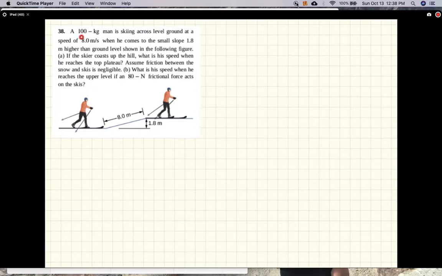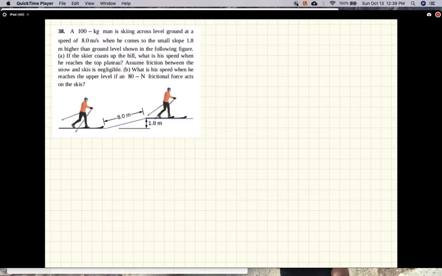In this problem, you have a 100 kg man skiing across level ground at a speed of 8 meters per second. When he comes to the small slope 1.8 meters higher than the ground level, shown in the following figure, if the skier goes up the hill, what is his speed when he reaches the top plateau?